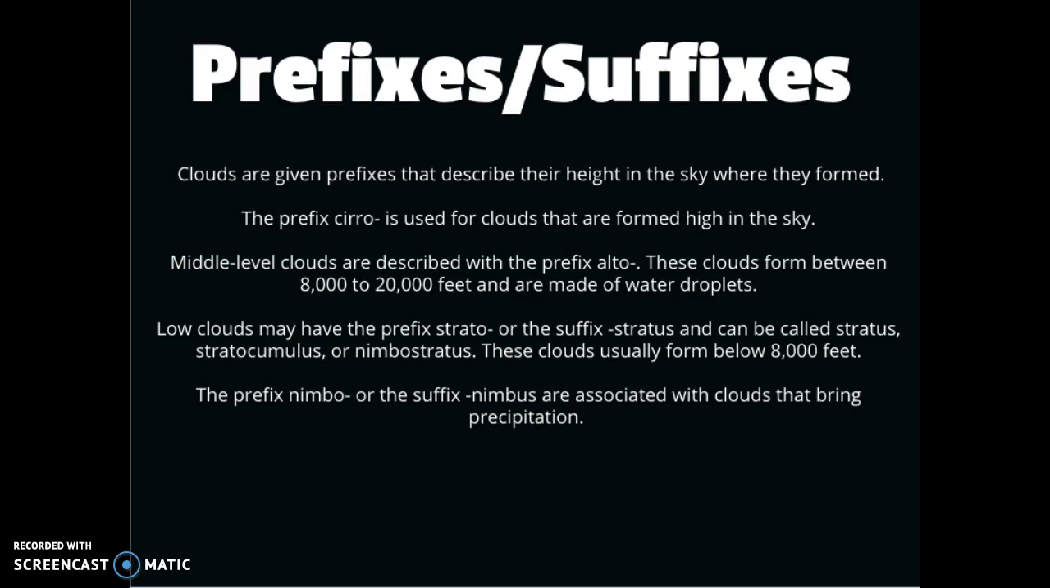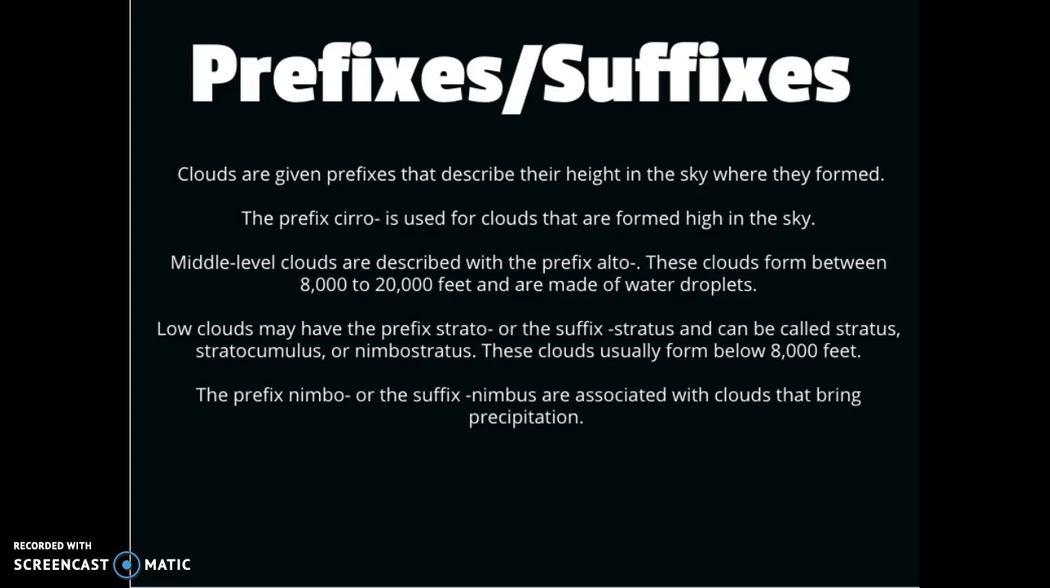Your mid-level clouds, your high ones are cirro clouds. Your mid-level clouds are your alto clouds. They form between 8,000 and 20,000 feet. They are not made out of ice like the cirro clouds. They are made out of water droplets. Very top layer is your cirro clouds. Mid layer is your alto clouds.